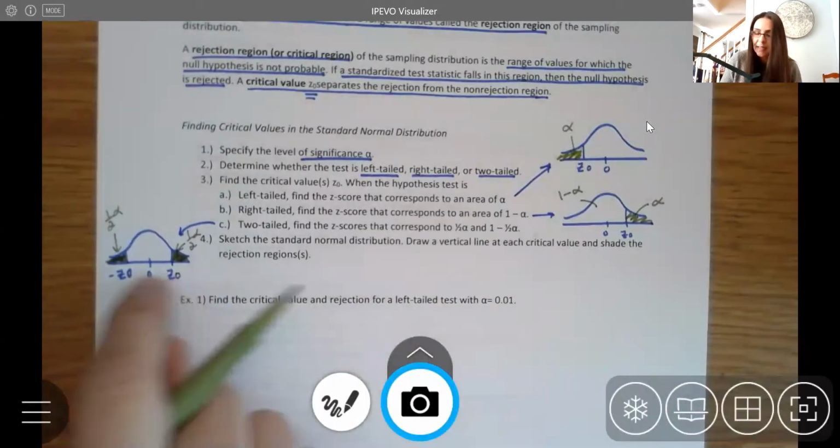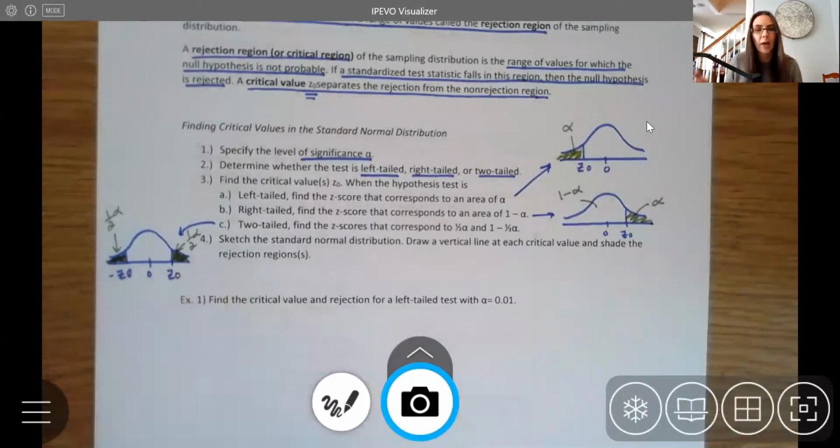Now, if you have a two-tailed test, it is symmetric. So as long as you find one of them, you have the other one, just take the opposite sign.